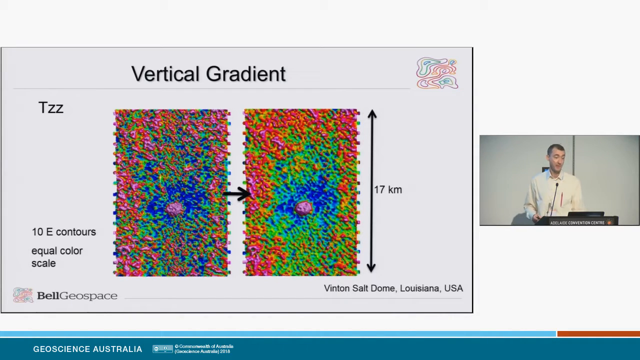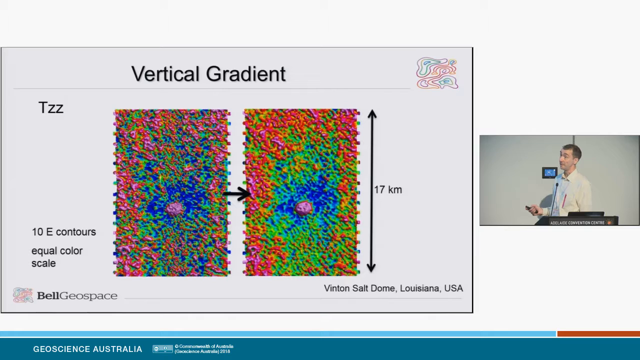So moving on to the real data. This is probably familiar to a lot of people. It's the survey in Vinton, Louisiana that we did when we were testing gradiometer equipment. Because of that, it doesn't belong to anyone except us. So this is before and after pictures for the TZZ component.